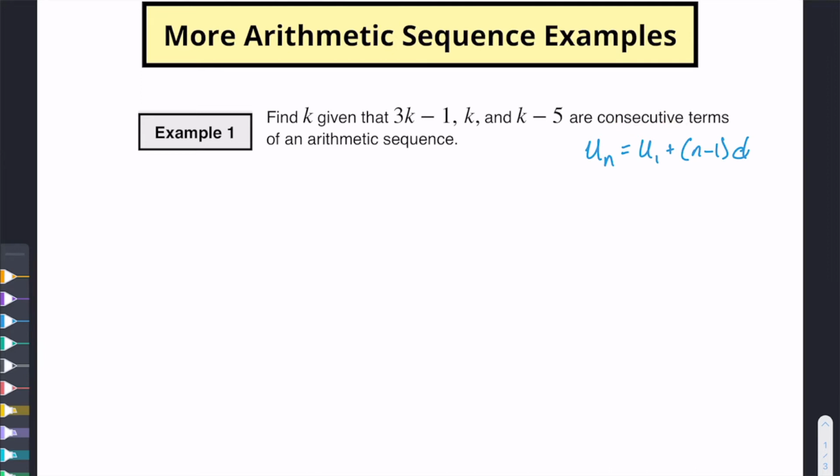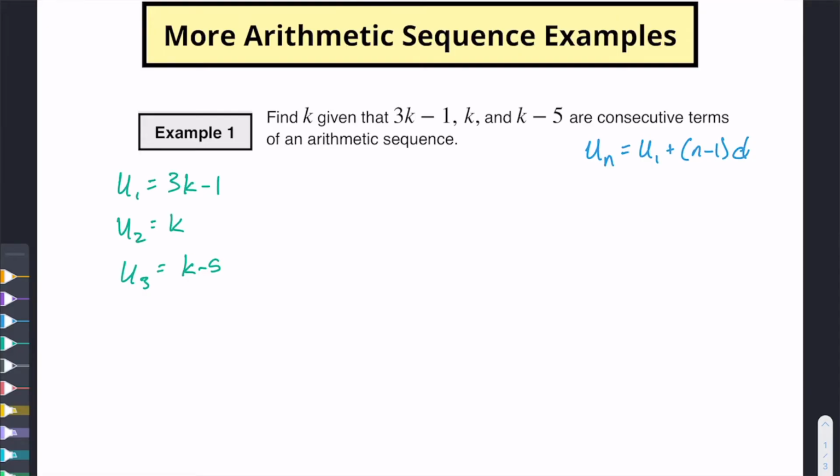So what that means is that we have u of 1 is equal to 3k minus 1, u of 2 is equal to k, and u of 3 is equal to k minus 5. Now in actuality, these may not be the first three terms in the sequence. All we know is that they are consecutive terms. So this could be 5, 6, 7. This could be 10, 11, 12. But we're just going to try to find some value that will make this true for these three things being right next to each other in a sequence somewhere. So that's kind of what we're going to do.